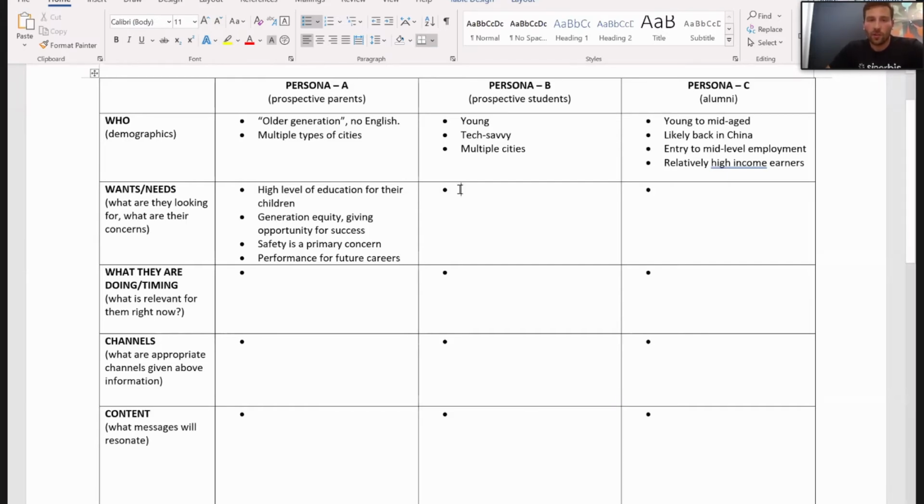What about the students, though? Now, they're also obviously looking for a great experience, but potentially they're going to want something with a little bit more interest, a little bit more spark. Obviously, they're going to be very similar when it comes to performance of future careers. I'm just going to copy that literally into this box. It's no doubt an important feature for the students.